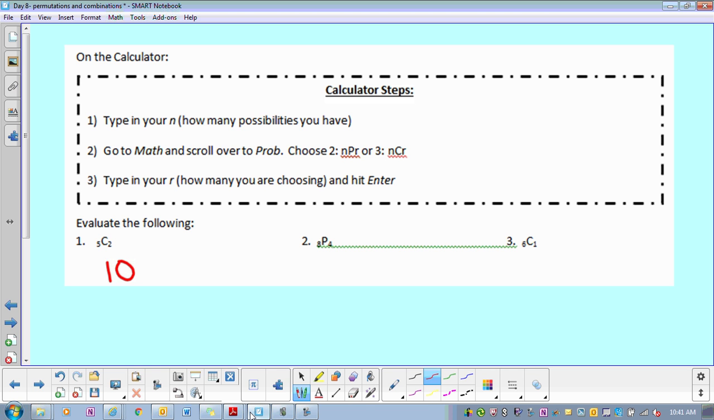Do number 2. 8, place 4. Remember, that one is P. What is it? 1680. 1,680. Is he right? Okay. What about 6, choose 1?